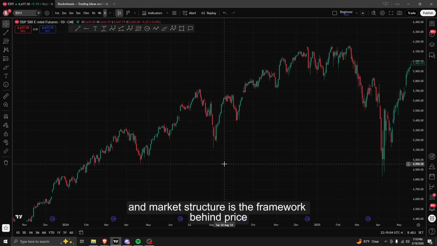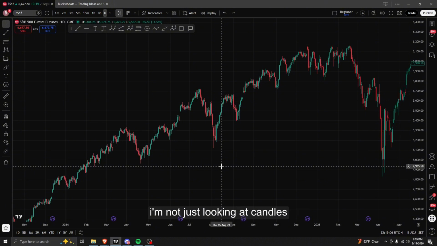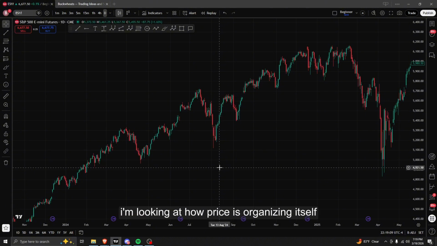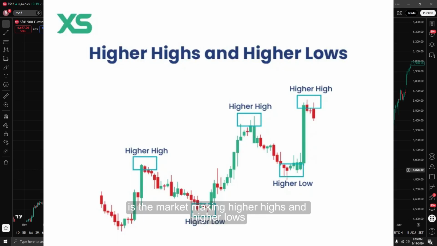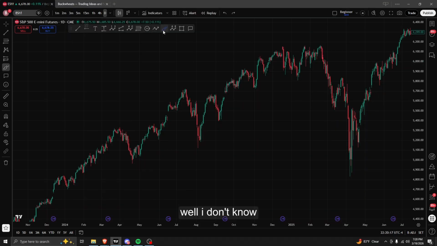And market structure is the framework behind price. I'm not just looking at candles. I'm looking at how price is organizing itself. Is the market making higher highs and higher lows? Well, I don't know. How can you tell?